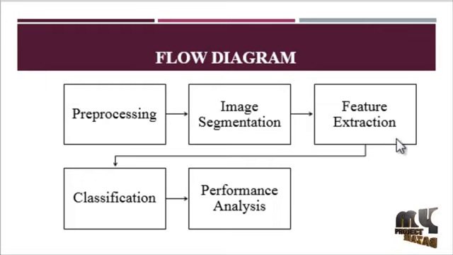Next one is feature extraction. The features are extracted using shape features, LBP feature extraction and CNN feature extraction algorithms. Shape features like area and diameter are extracted from the image in this process.